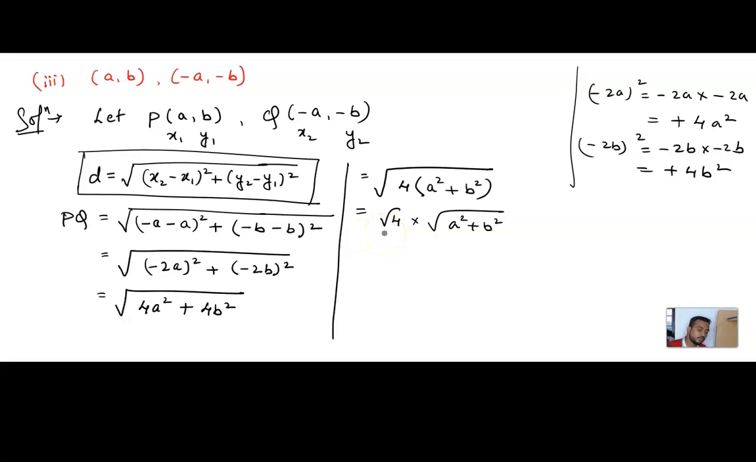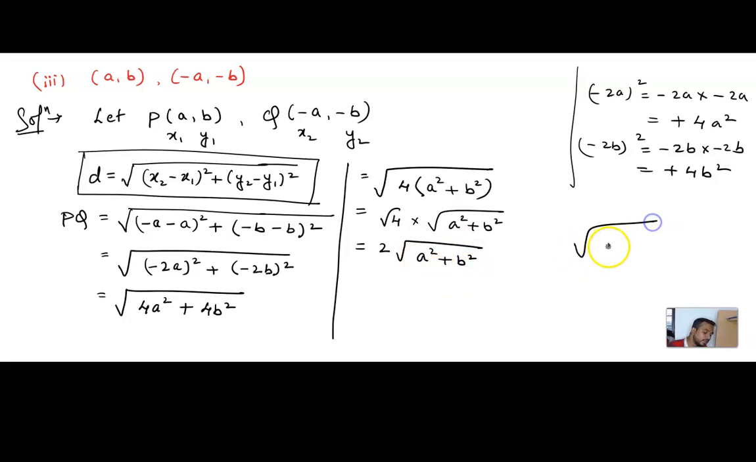If you want, you can split this like this. If not, directly also you can do it. So root is there for 4 as well as root is there for A square plus B square. So A square plus B square, this complete is one term. 4 is another term. So what is root 4? That is 2. So 2 root of A square plus B square.